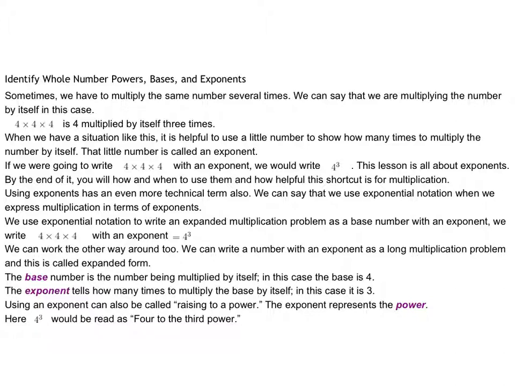Okay, so we're going to start writing things in exponents, so we're going to go from expanded form, which is the 4 times 4 times 4, to the exponent form, which would be 4 to the third. Now, in the exponent, the base number is what we would call the number being multiplied by itself. Okay, in this case, the base is 4. Exponent tells us how many times to multiply that base number by itself. So in this case, our exponent is 3. So using an exponent can also be called raising to a power. The exponent represents the power. So here, we would read that as 4 to the third power.